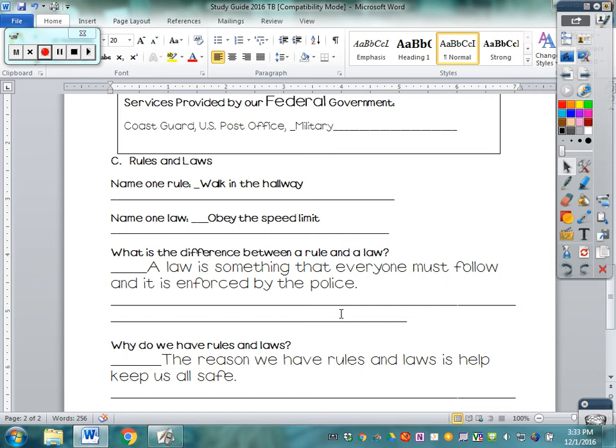I hope that this helps you as you're studying to think about why we have rules, why we have laws. It's really the same reason. It keeps us safe, helps us stay organized, helps us follow directions, that kind of thing, and mainly to keep us safe and secure. And the difference between a rule and a law is that a law is something that everyone must follow, and it's enforced by the police. And anything you name up here for a rule or a law is fine. It doesn't have to be the ones I wrote down.